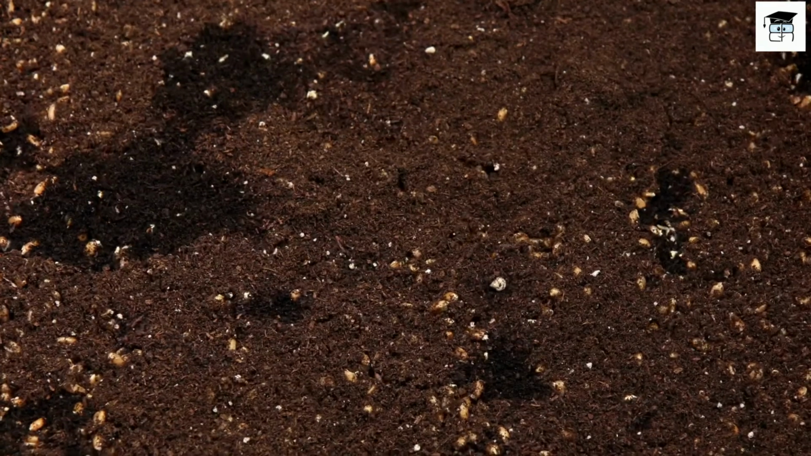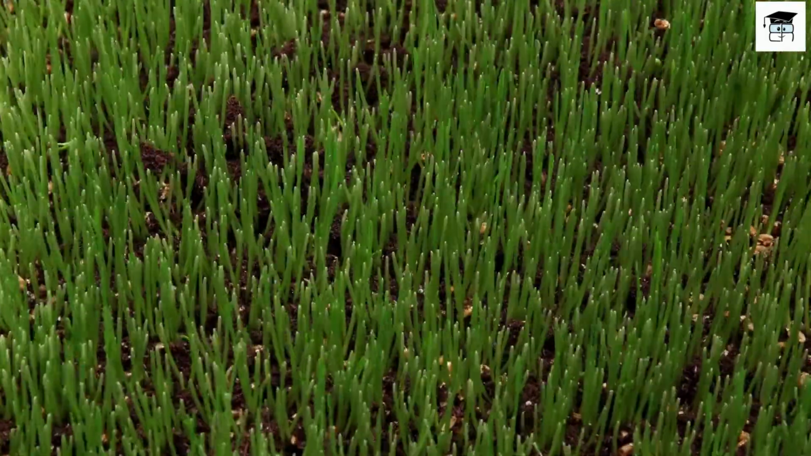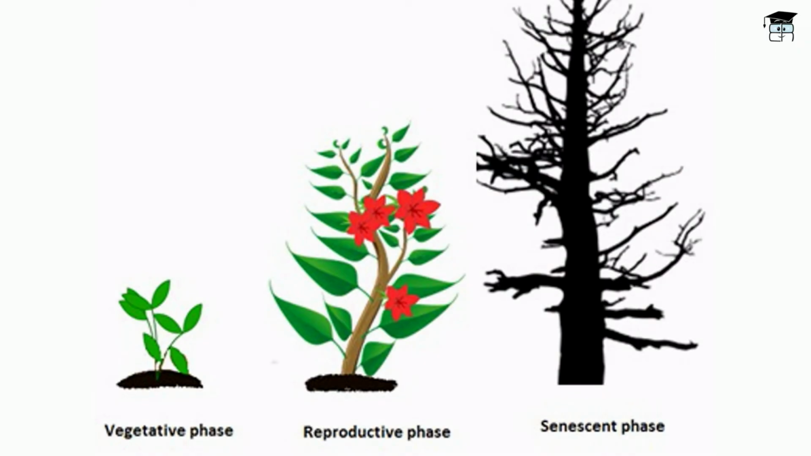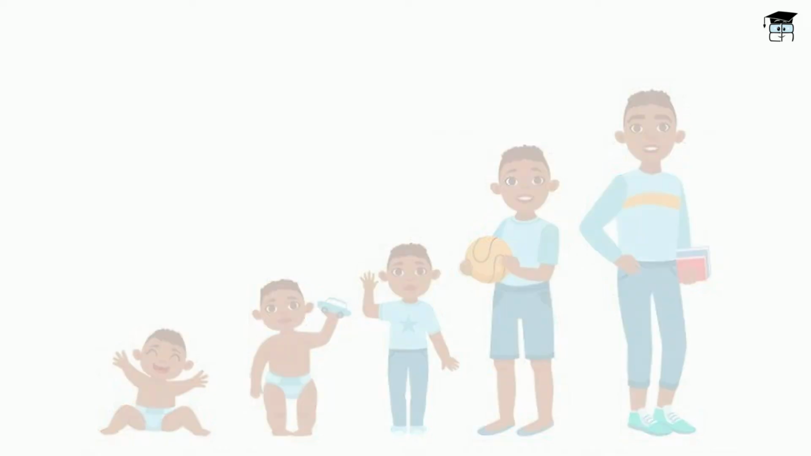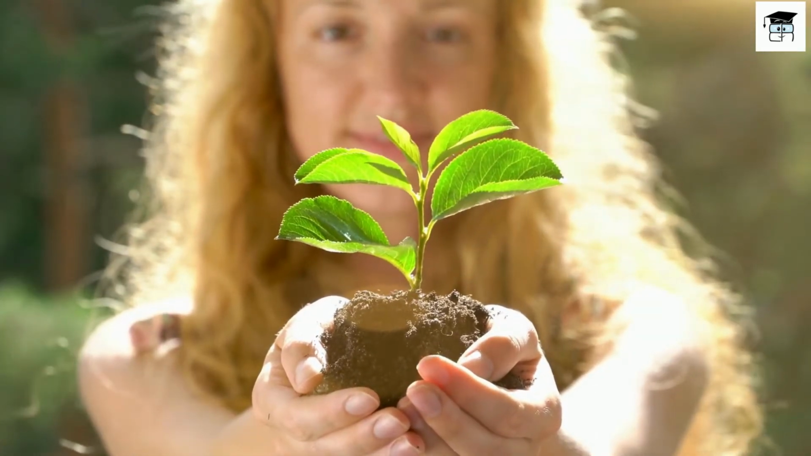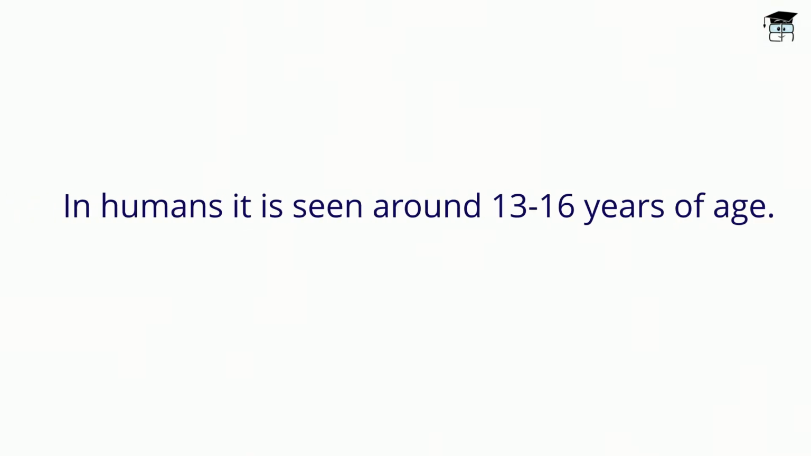As we all know, growth is part of all living beings till they die, and in their lifespan they undergo three phases of growth, that is, the juvenile phase, reproductive phase, and senescence phase. Increase in height in the case of humans, or emergence of new leaves in plants, is the juvenile phase, also called the vegetative phase. For example, in humans it is seen around 13 to 16 years of age.